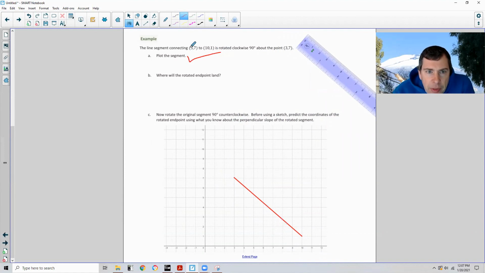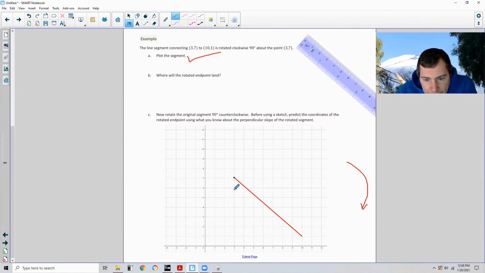All right, so the line segment connecting the point 3, 7 to 10, 1 is rotated clockwise, so this way, 90 degrees, about the point 3, 7. So I need a point at 3, 7. It's rotating around its endpoint right here. Where will the rotated endpoint land? So if it is 90 degrees, it's going to form a 90-degree angle.